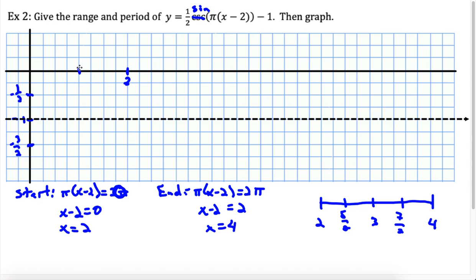every 4 spaces is 1, well, that means that 3 would end up being here, 4 would end up being here, and then halfway in between each of those would be my 5 halves and my 7 halves.